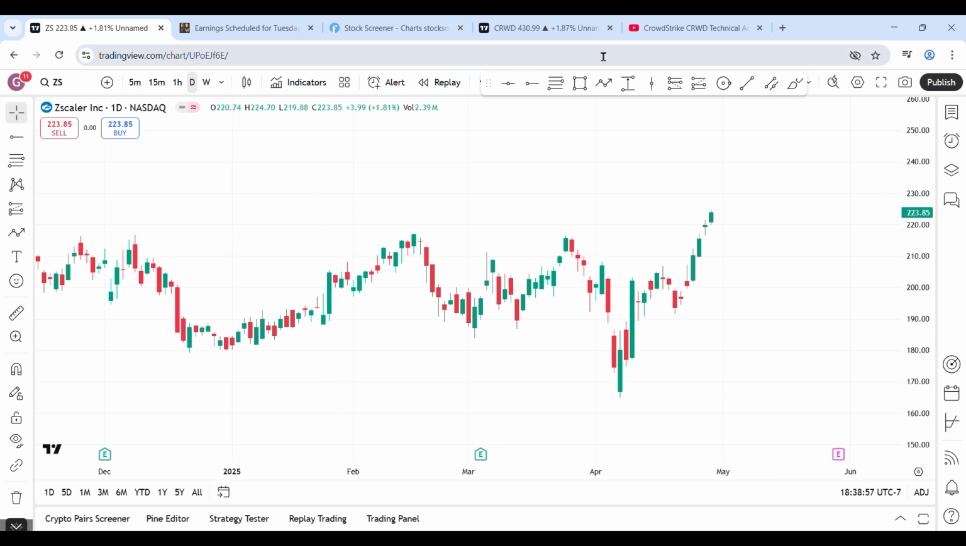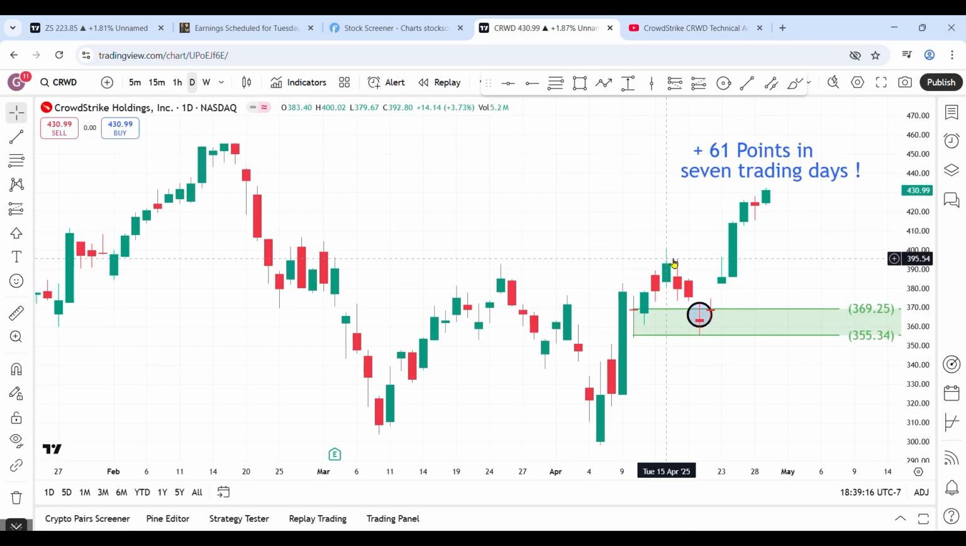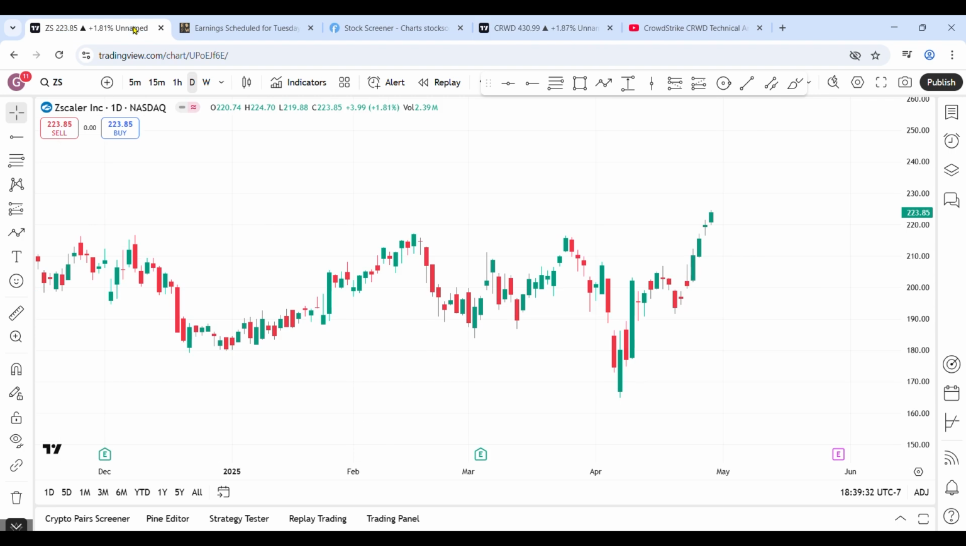Two weeks ago, I pointed out a trading opportunity in cybersecurity stock CrowdStrike, where I suggested that a pullback to the 369 price range could be a bounce trade opportunity to bounce off that level and head significantly higher. Since then, CrowdStrike did pull back to the 369 price range, and it bounced over the next 7 days 61 points. Today, I'm going to take a look at another cybersecurity stock to see if we have a similar trading opportunity. We'll be looking at Zscaler, symbol ZS.